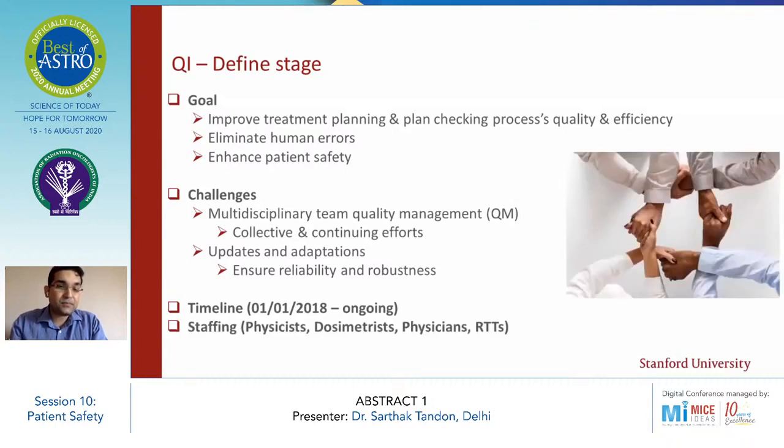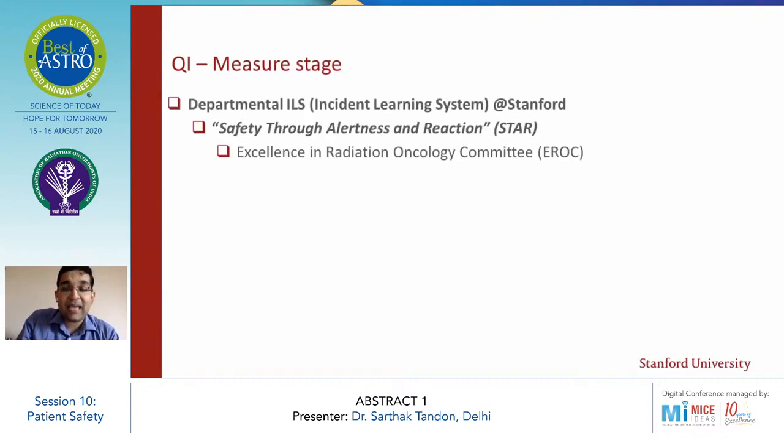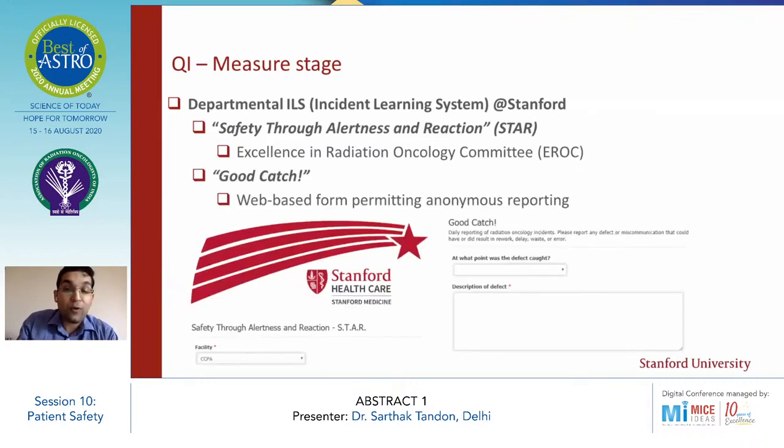Next, please. So this is the multidisciplinary team which was used in this research project, which included physicists, dosimetrists, physicians, and RTPs, as per our daily clinical scenarios. Next, please. So for the measure stage, they identified the ILS, the incident learning system, which is used for both reporting and learning by collecting patient safety related events, analyzing related clinical impacts, and extracting common errors from these ILS. For this research, they used primarily two ILS reporting systems, the STAR and the Good Catch.